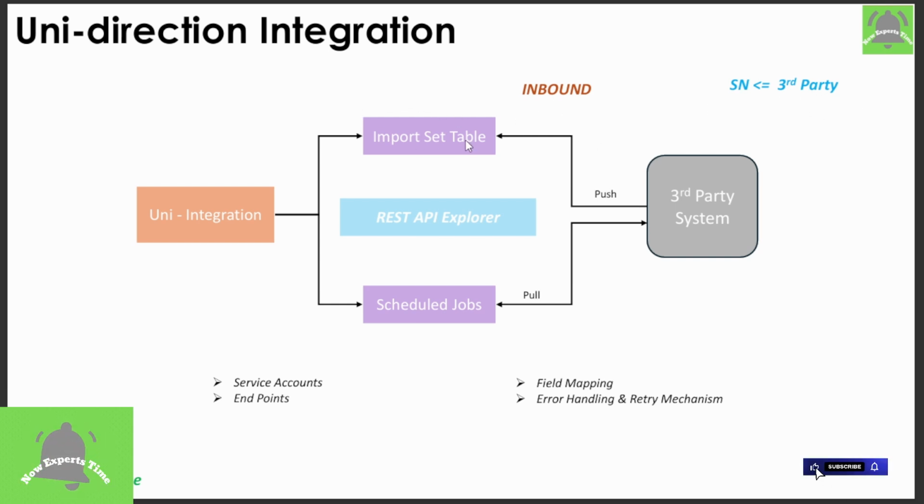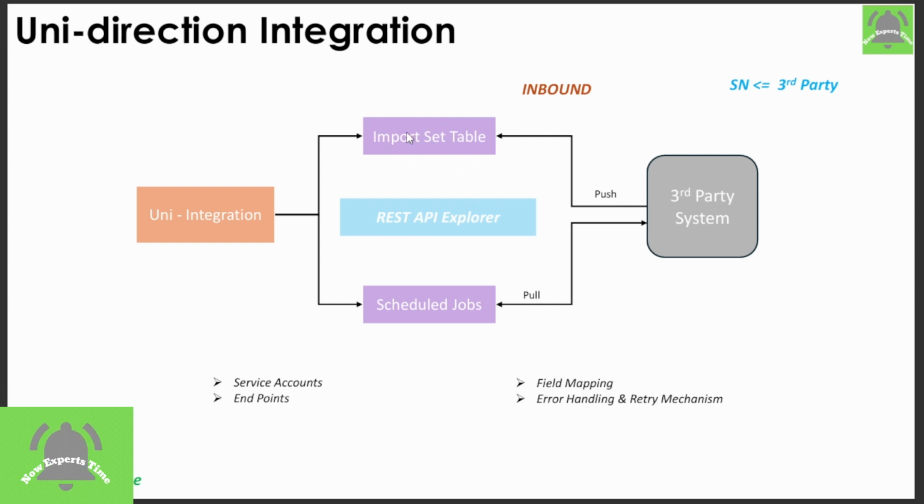You consider this as inbound, and the third party is pushing the data to the import set table. So the third party is triggering the data to the import set table, that means the ServiceNow side. The third party is sending the data to ServiceNow, that means pushing the data to ServiceNow with the help of the import set table.